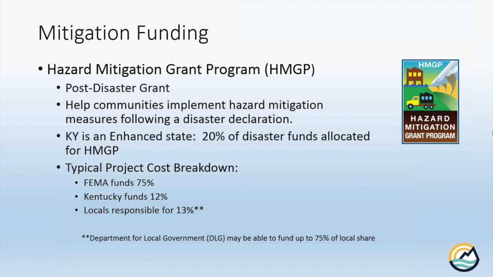And then on top of that, the Department of Local Government may have funds that can cover up to 75% of that local share. So instead of kicking in 13 grand, it would be $3,000 or $4,000. So it's a really good deal and a really cost-effective way to reduce risk, because my house got flooded once. It's likely going to happen again. That's a good indicator of future flood risk.